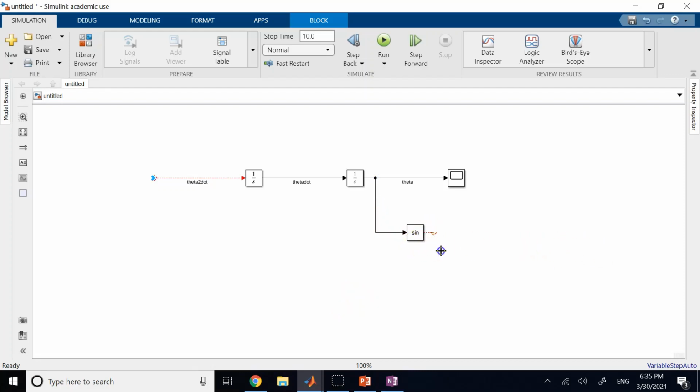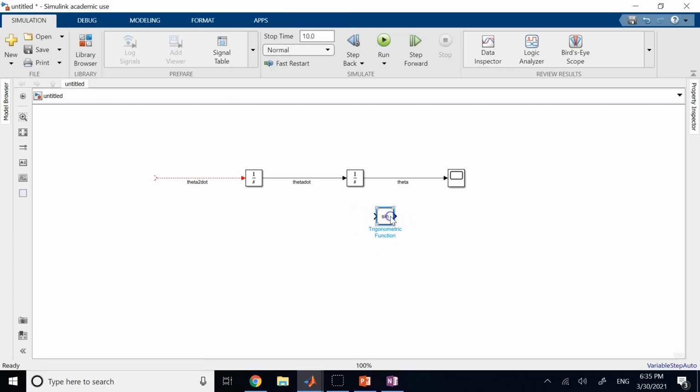And then bring this output here to multiply it by again and make theta double dot. Or what I can do is, it's easier if this block was backwards. I mean, the input was on the right and flipped basically, and the output was on the left.